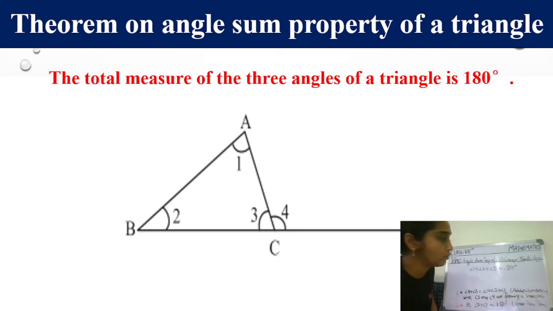So students, what do you think? Have we reached our proof or not? Yes, definitely, because you can see angle 1 plus 2 plus 3, which are the angles of triangle ABC, their sum we are getting equal to 180 degrees, which is the angle sum property of the triangle. Very good. So we have done this much.